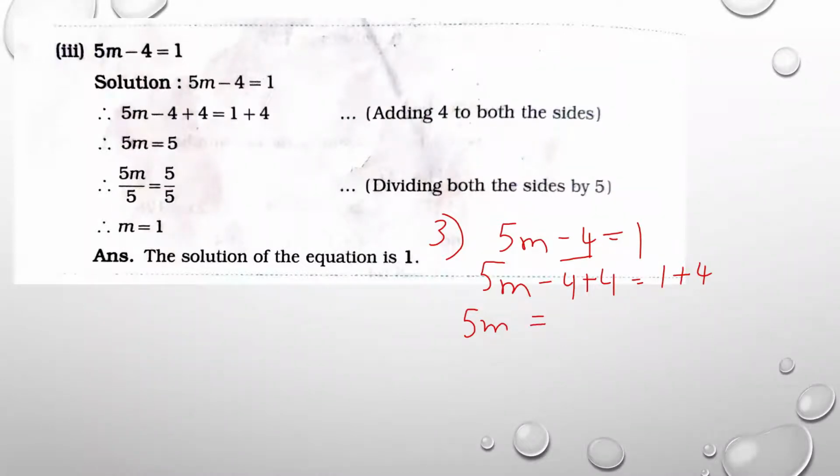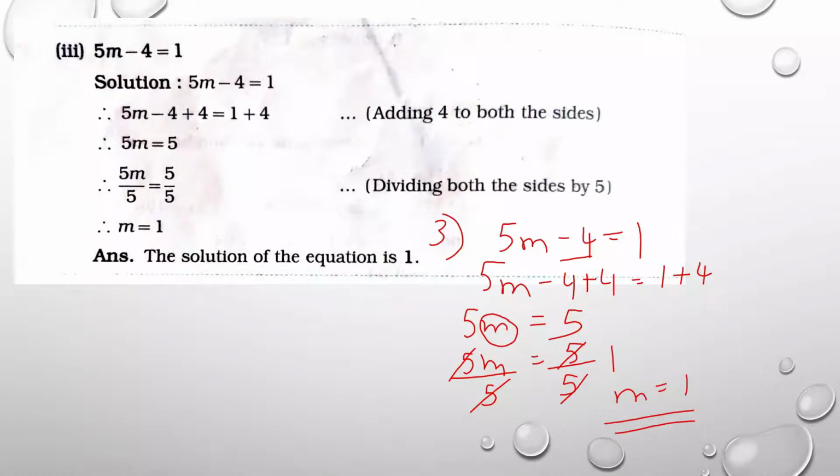5. Now you want to find the value of m. You want to remove this 5. So both the sides what you will do? Divide with 5. So both the sides LHS and RHS you will divide with 5. So here 5 and 5 will get cancelled. Here 5 ones are 5. So m is equal to 5. So the solution of the equation is 5.